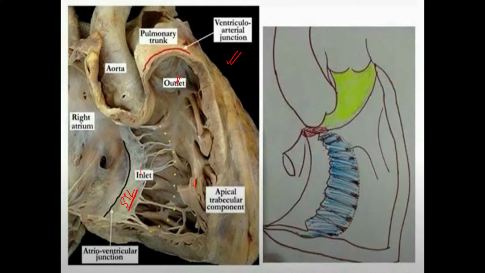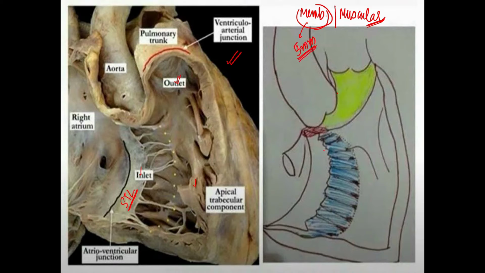The septum is basically divided into membranous and muscular. The membranous septum is a very thin and small structure. It is around 5 millimeters in diameter.